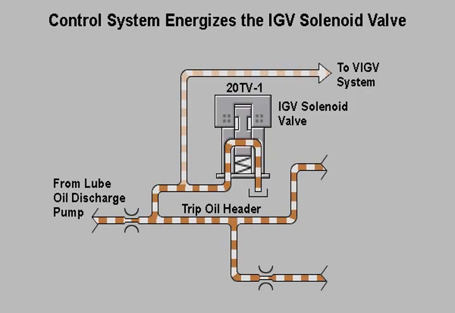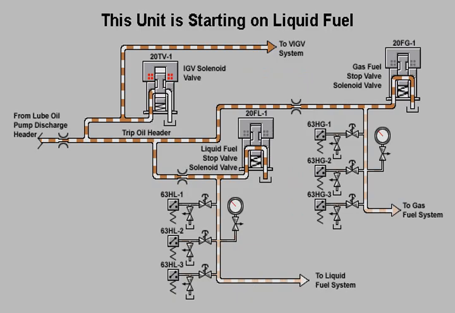When the turbine is started, the control system will energize the IGV solenoid valve 20TV-1, allowing trip oil pressure to reach its optimum value in the VIGV system. This allows hydraulic oil to hold the variable inlet guide vanes in their closed position until the appropriate point in the startup sequence.